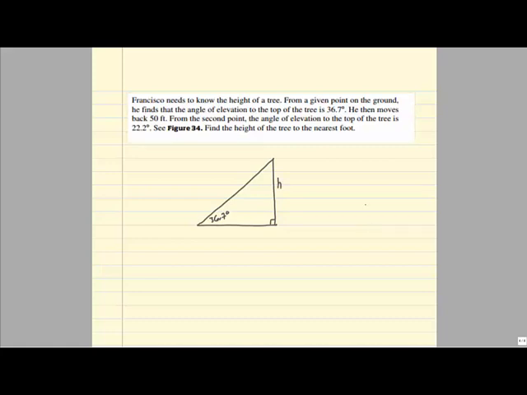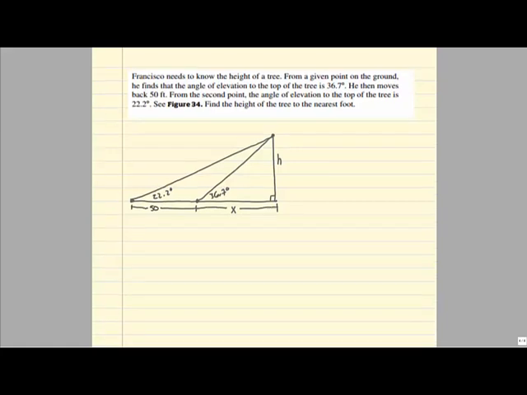Now this is the height of the tree that we're looking for. Now it says he then moves back 50 feet. So from this point, he moves back 50 feet. The distance from here to the original point is 50 feet. And now this angle of elevation is 22.2 degrees. And they want us to find the height based on what we have here. Well, I guess what we could do is call this distance an unknown, x.